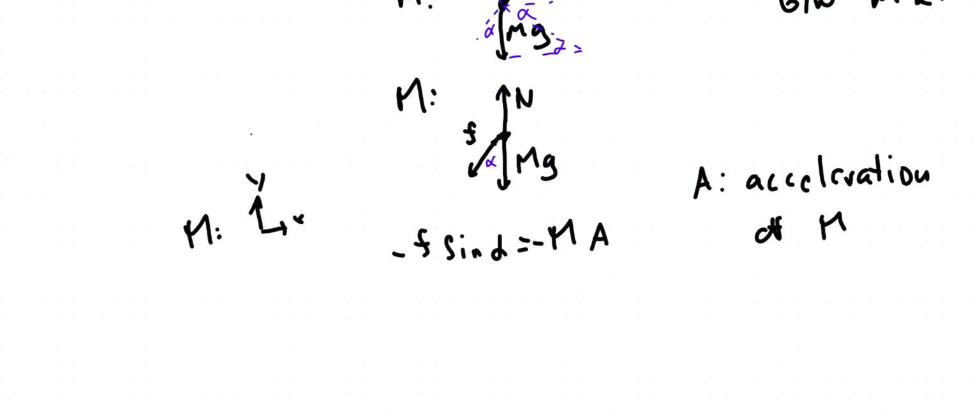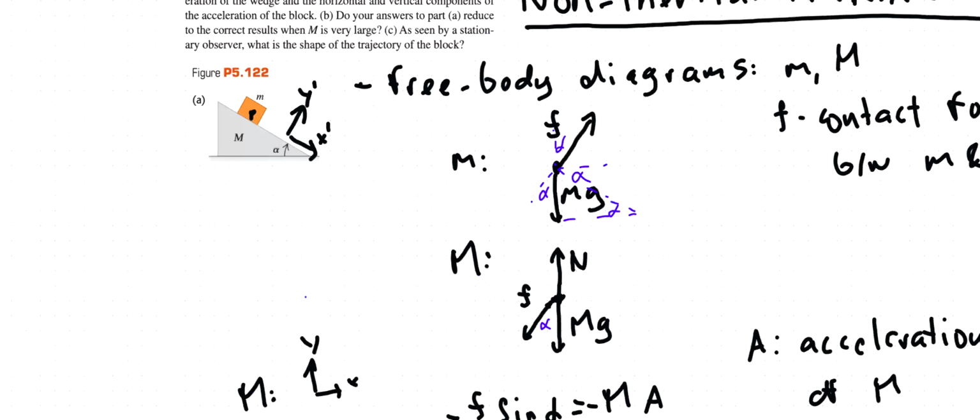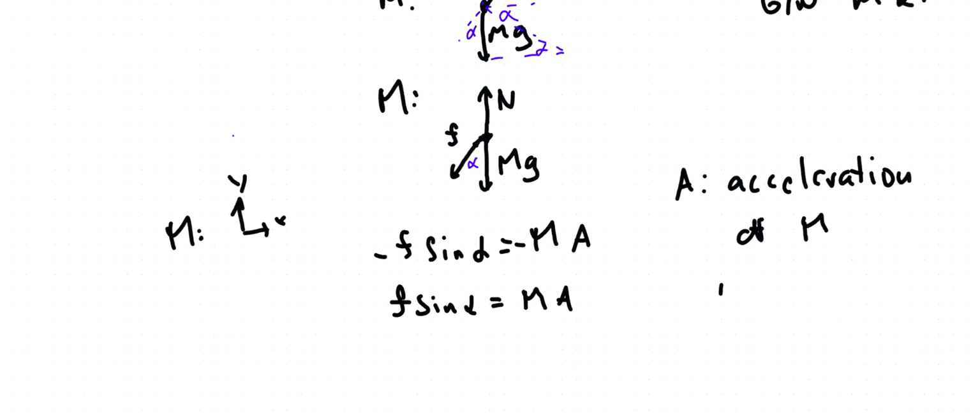I set both of these to minus. In other words, the equation you could also write as F sine alpha equals MA. This will give me the absolute value of the acceleration, but we should keep in mind, looking at this picture, that this object will accelerate that way. Okay, so M will accelerate to the left. Let me just write that here in parentheses, because that's important information.